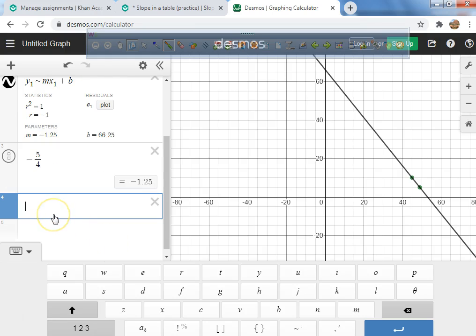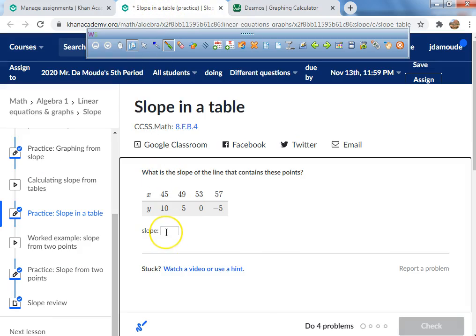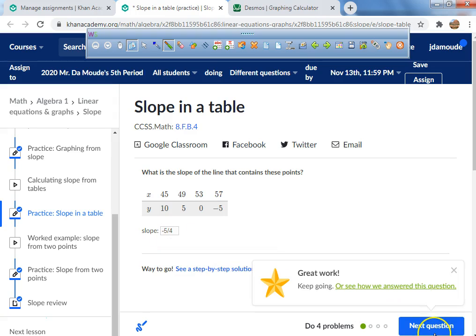So, if I type in negative 1.25, can you change it easily to a fraction in Desmos? Yes. So just click on it, and it changes it to a fraction. That little fraction symbol there. Okay? So, what does that allow us to do? It allows us to feel very confident that our slope is negative 5 divided by 4. And I can just hit check. So we've done 2 problems in slope in a table. And that's all you guys have to do.